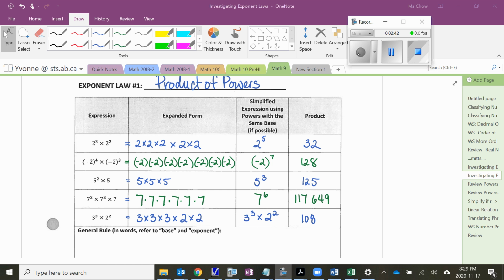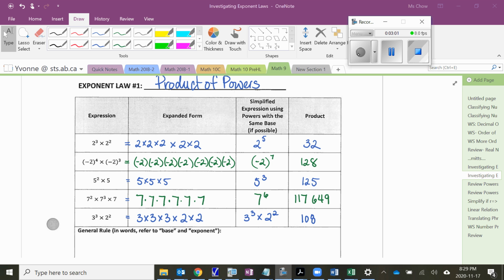Okay, so hopefully you had hit pause and filled in the rest of the table. If you did not, then hit pause now and rewind it a little bit and fill in your table, and we can compare some things that you should notice.